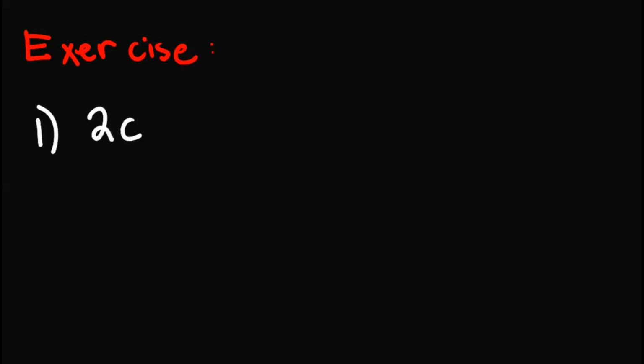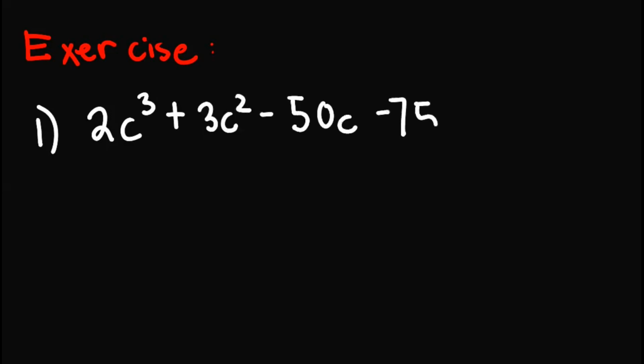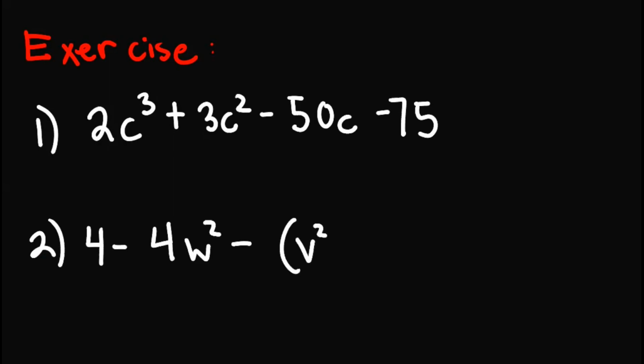Now, before I end this video, here are two exercises that you can work. First, we have 2c cubed plus 3c squared minus 50c minus 75. The second would be 4 minus 4w squared minus v squared plus 4vw.